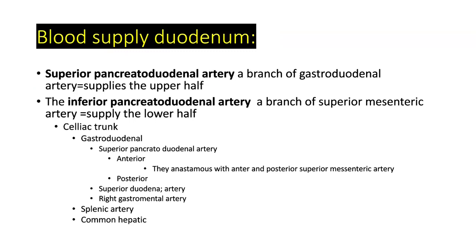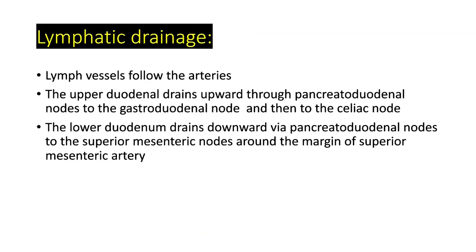So the next branch of the gastroduodenal artery is the superior duodenal artery and the right gastro-omental artery. Next, the second branch of the celiac artery is the splenic artery, and the third branch is the common hepatic artery. Hepatic drainage vessels: lymph vessels follow the arteries of the duodenum.